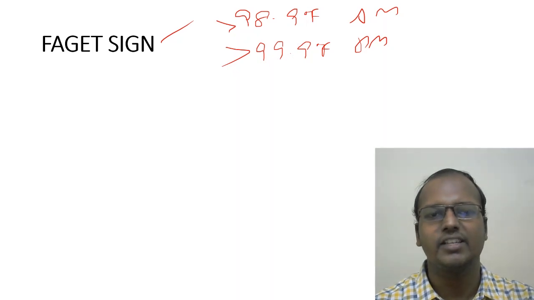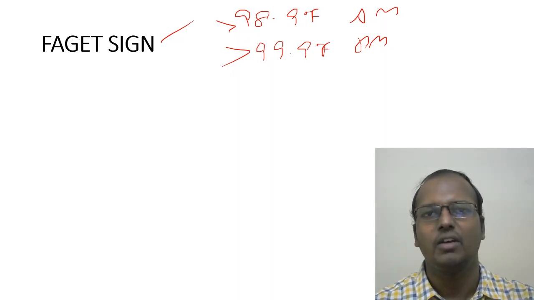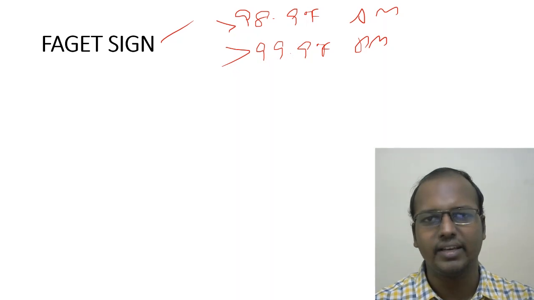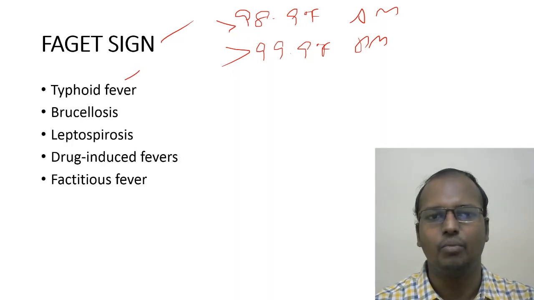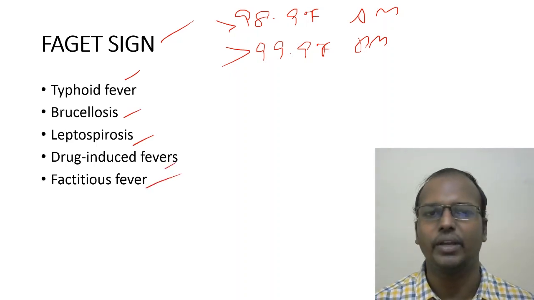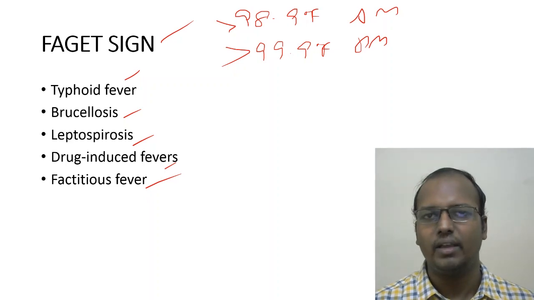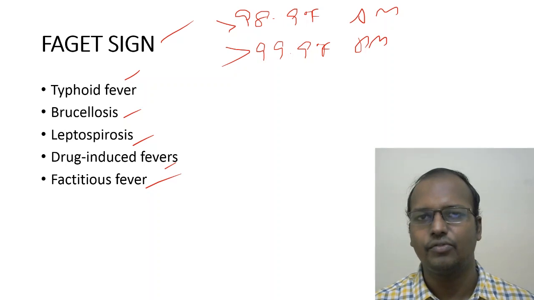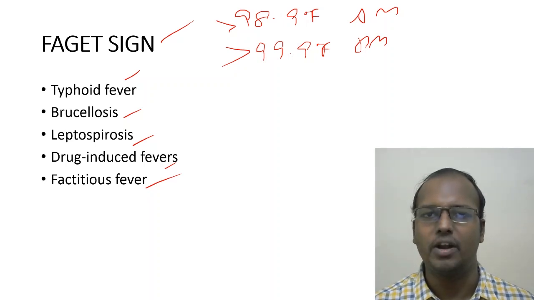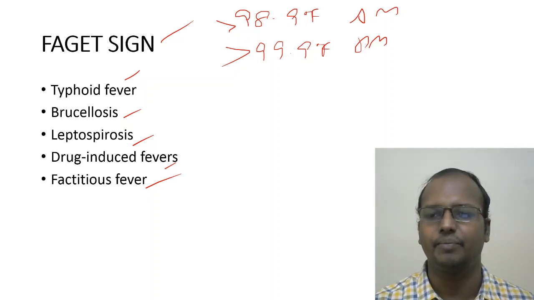And Paget's sign: this Paget's sign is relative bradycardia. That means for an increase in temperature, there is no increase in heart rate. That can happen with typhoid, brucella, lepto, drug-induced fever, and factitious fever. So these are the causes where there can be relative bradycardia, which is called Paget's sign.